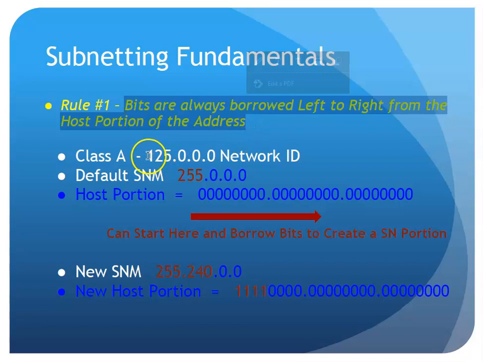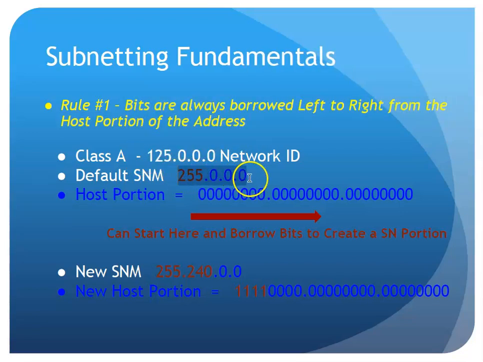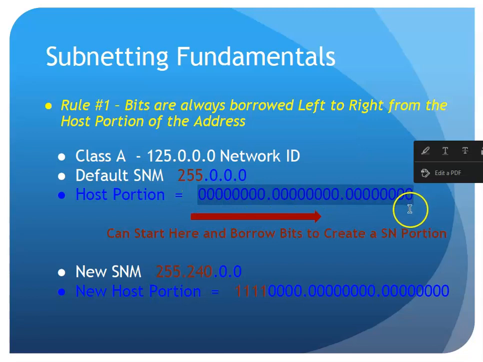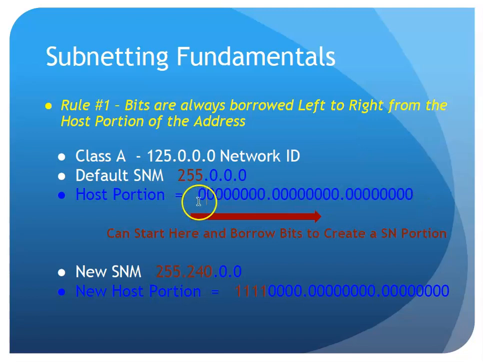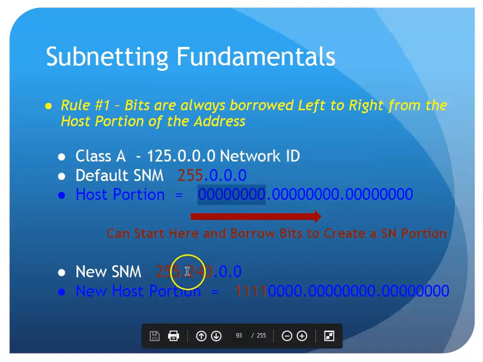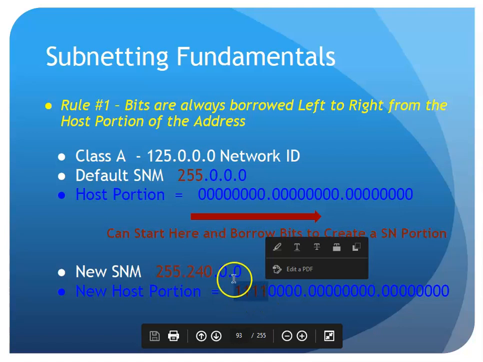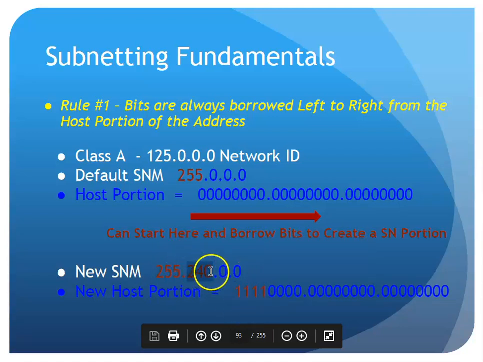So if I have a Class A network 125.0.0.0, here's the subnet mask 255.0.0.0, we are going to focus on the host portion, these 3 octets right here. Here's the 3 octets of host written out in binary. I'm going to start borrowing from these bits over here, and I will borrow left to right, just as I'm highlighting along here. So I can borrow right here, this is 240, I can take a couple bits here, and make that a subnet piece.